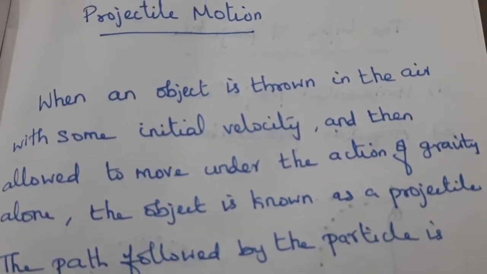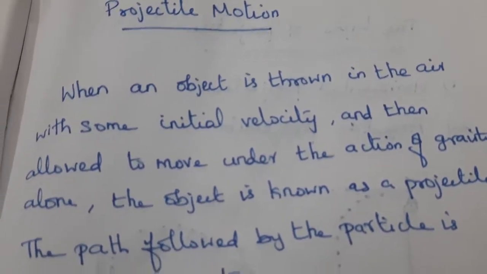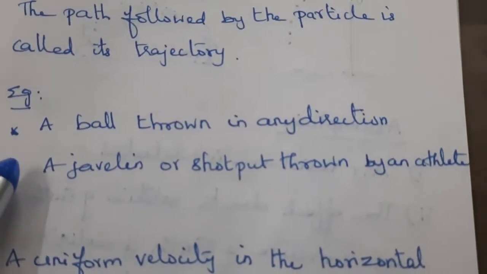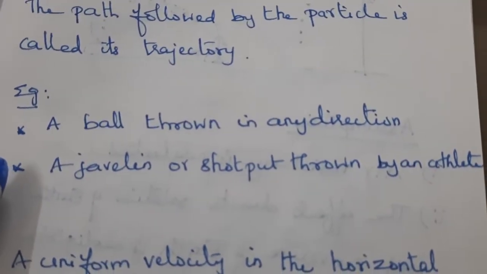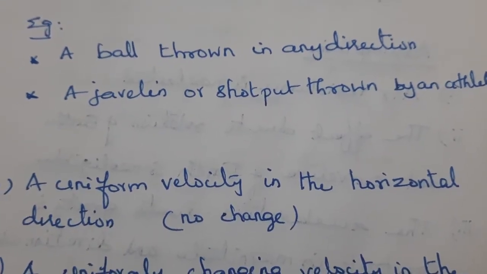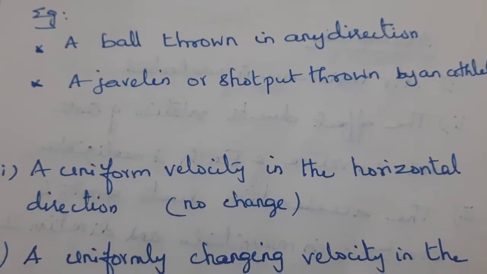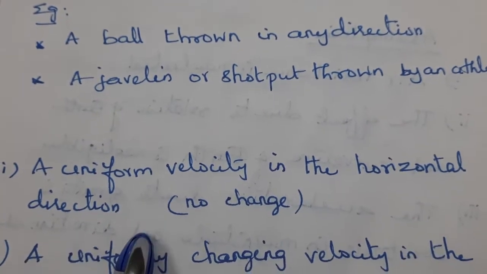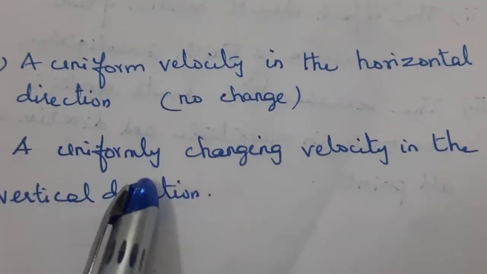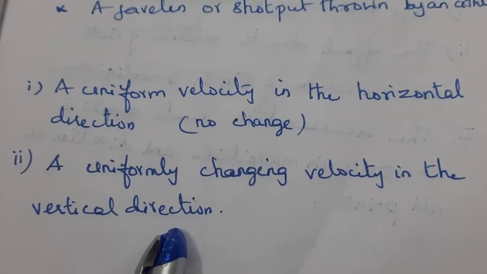Some examples I also explained: a ball thrown in any direction, a javelin or shot put thrown by an athlete, etc. This projectile moves under the combined effects of two velocities. That is a uniform velocity in the horizontal direction, and there is no change in this velocity. Also, a uniformly changing velocity in the vertical direction.